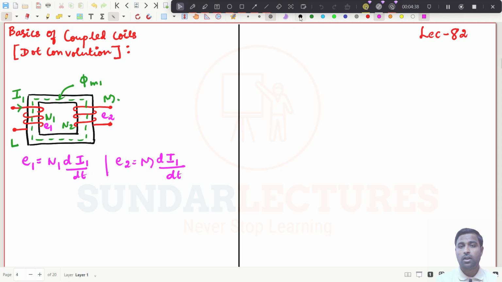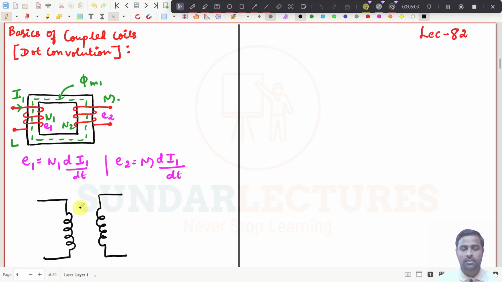Anyhow, hereafter I am not going to draw the diagrams like this. For example, these coils can be drawn like this. This is the first coil, and this is the second coil.